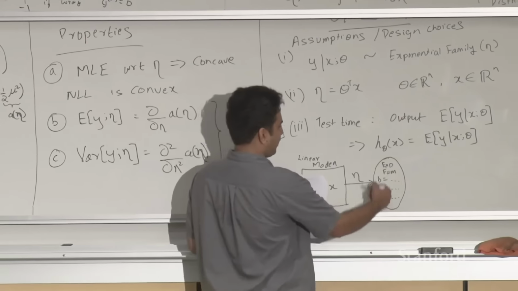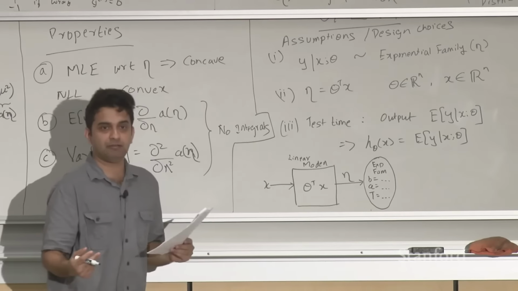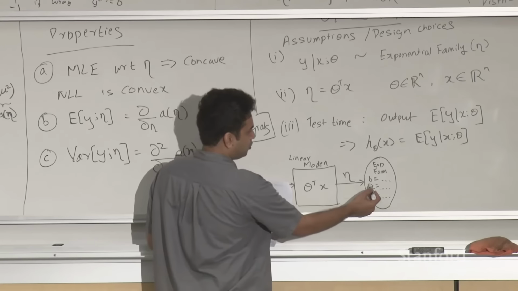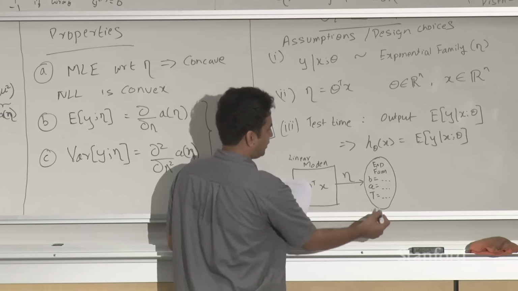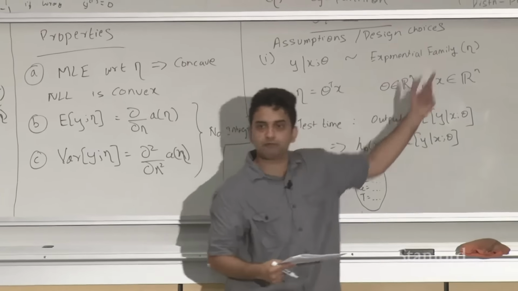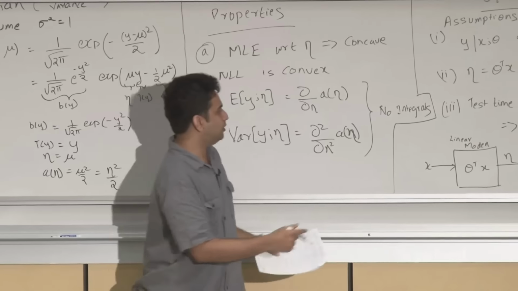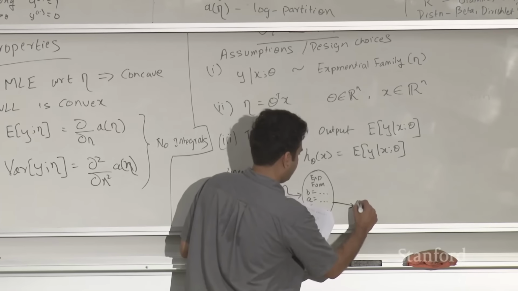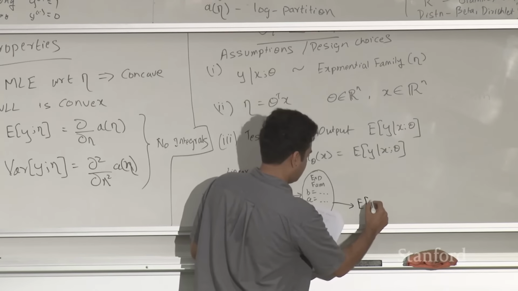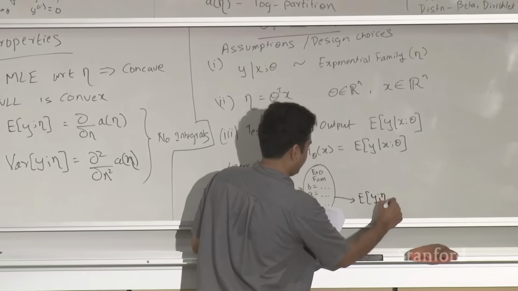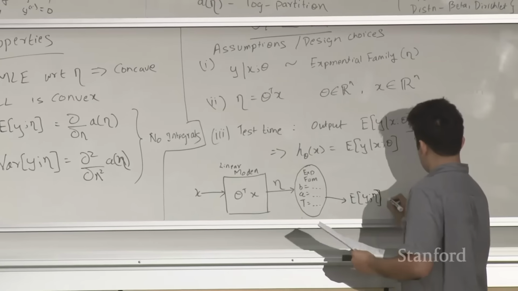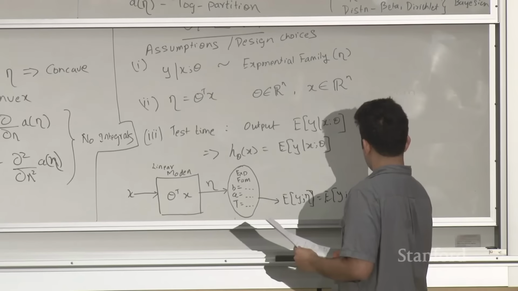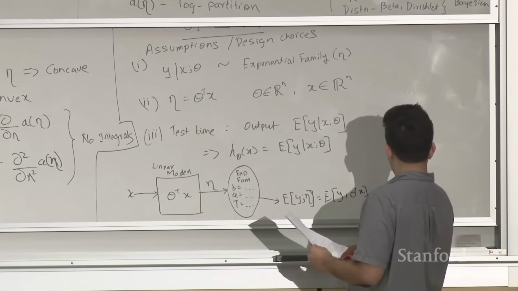And the exponential family we choose depending on the data that we have, whether it's a classification problem or a regression problem or a time to event problem; you would choose an appropriate b, a, and T based on the distribution of your choice. From this you can get the expectation of y given eta, and this is the same as the expectation of y given theta transpose x. And this is essentially our hypothesis function.